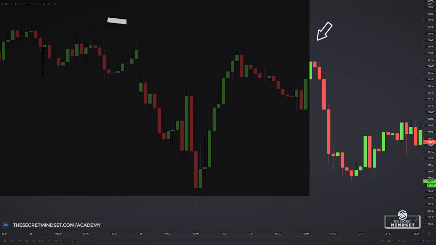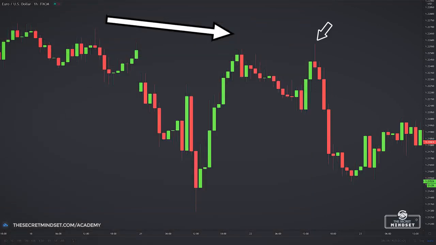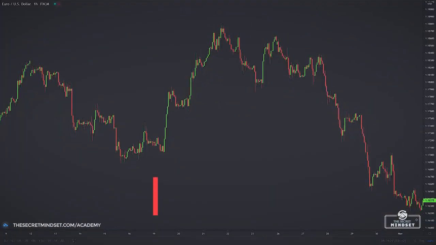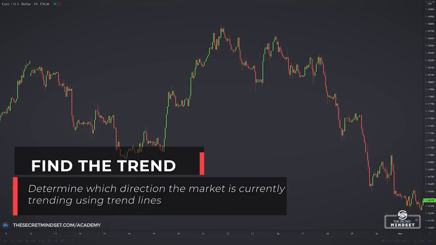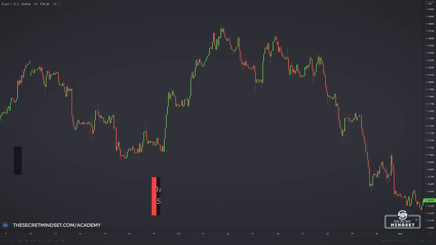And in the second scenario, these pin bars are formed with the trend and act as continuation patterns. So the first step to trading pin bars is to determine which direction the market is currently trading, and for this you use trend lines. You need to look to see if the most recent swing low that's formed in the market is lower than the previous swing low, or if the most recent swing high is higher than the previous swing high. If the low is lower, it means that the trend is currently down, and if the high is higher, it means the trend is up.